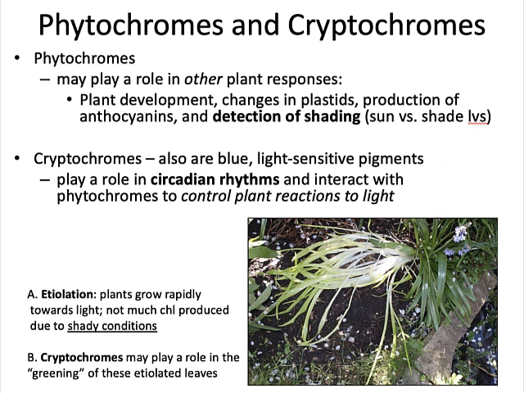Cryptochromes, which are also blue light-sensitive pigments, might play a role in circadian rhythms and interact with phytochromes to, again, control these plant reactions to the light. Cryptochromes play a role in the greening of these etiolated leaves, these leaves that have lost their chlorophyll and have become very long in shape.